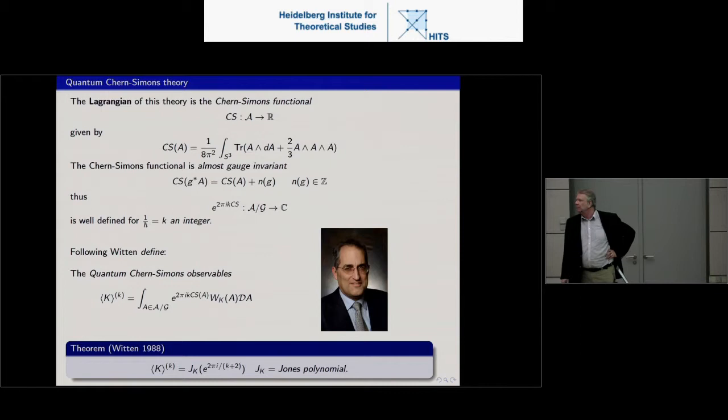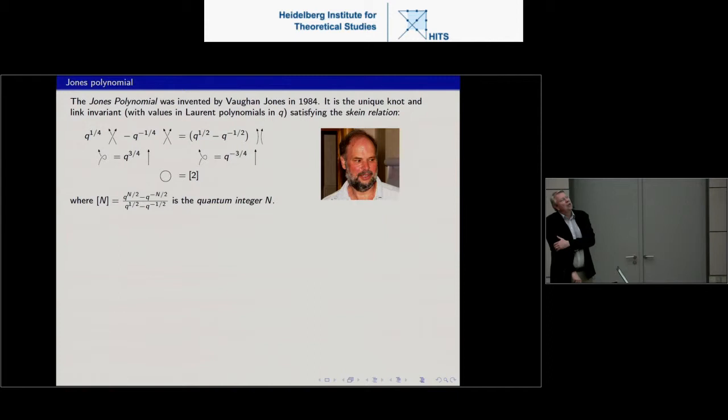Now, the Jones polynomial was actually invented by Vaughan Jones 4 years before that. It is an invariant of knots and links inside the three sphere. It takes values in the Laurent polynomials, and it satisfies the following skein relations. So when you switch crossings, you get this relation here. That means you can compute it on anything, and it's a framed invariant, so it depends on how you untwist the thing also. And for the trivial knot, it gives you just what's called quantum 2, and the quantum integers are by definition this expression here.